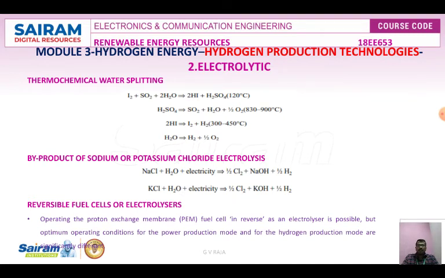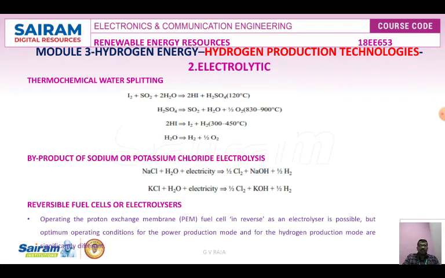Another method is a byproduct of sodium and potassium chloride electrolysis. That means hydrogen is a byproduct of sodium and potassium chloride electrolysis that also produces chlorine. When the water is subjected to electricity, we get chlorine with the potassium or potash or soda. Finally we are getting hydrogen.